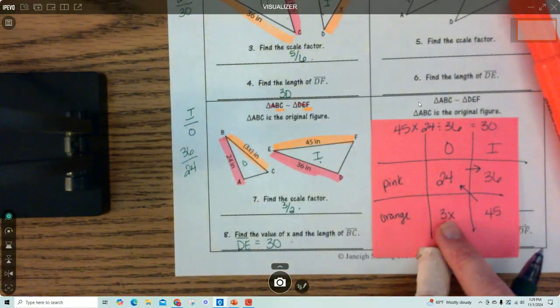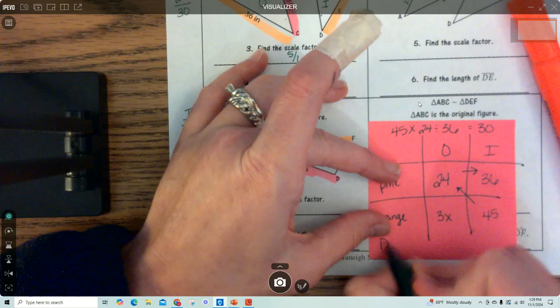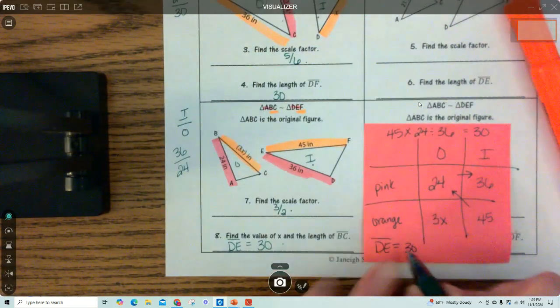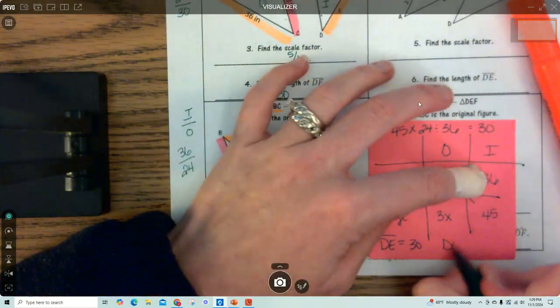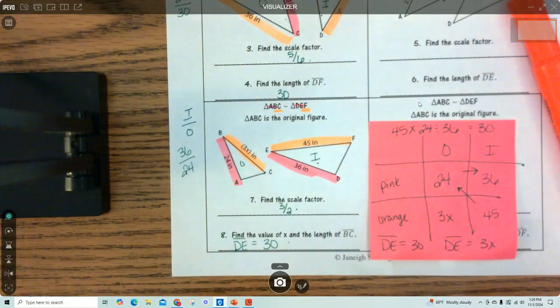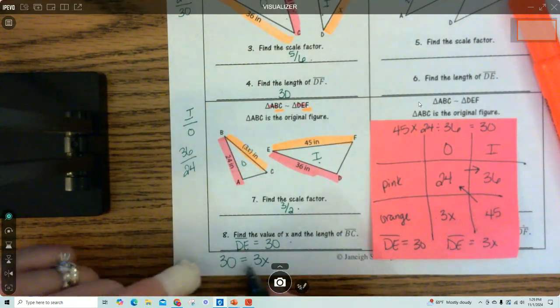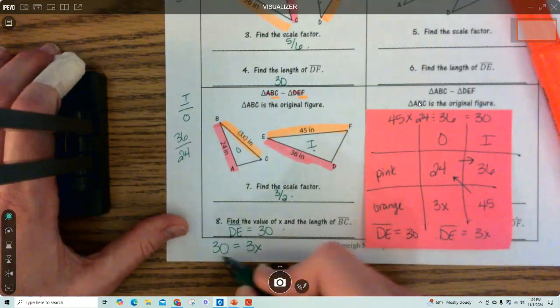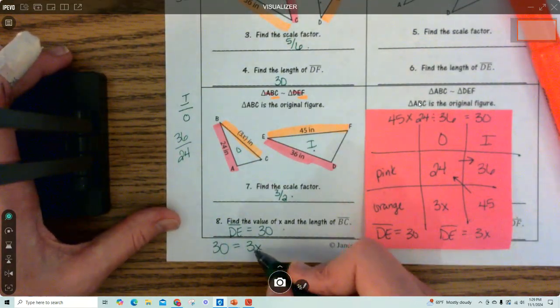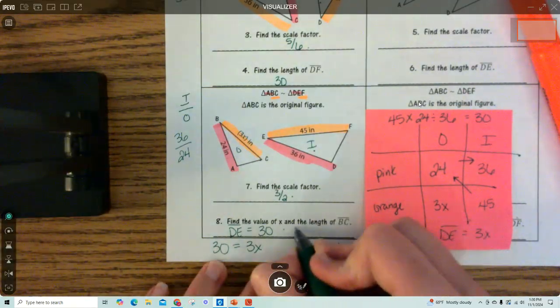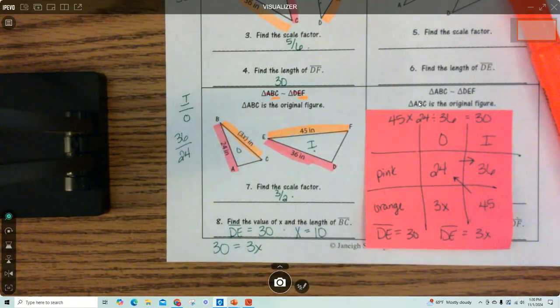So then how would I find the value of x? Okay, let me put it to you this way. Divide by 3. So if DE equals 30, but DE also equals 3x, then that also means that 30 equals 3x. You can do 3-1 it. Some of you guys could see it and go, oh, divide by 3. Some of you guys can just go, oh, look, 3 times 10 gives me 30. If you need to do 3-1 it, that's okay too. But x here is going to be 10.